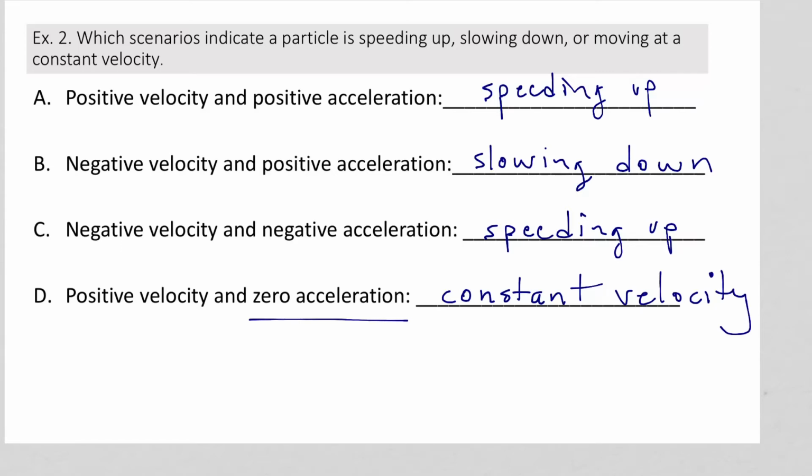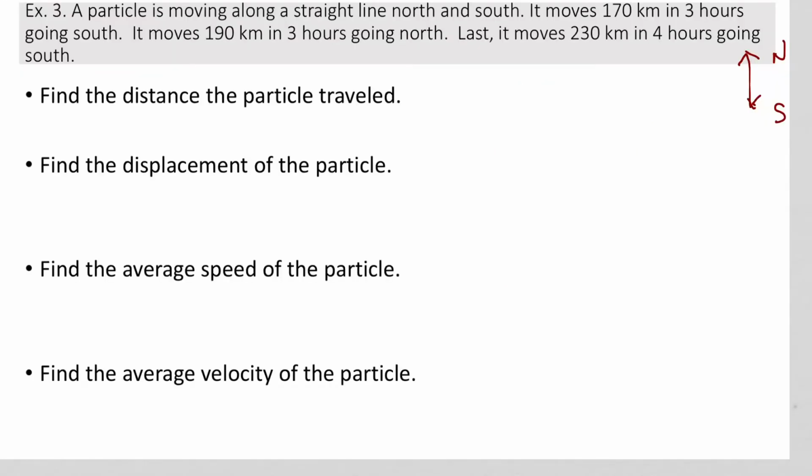Okay, so those are the scenarios indicated by the signs of your velocity and your acceleration. In example 3, we're told that a particle is moving along a straight line north and south. So our number line is vertical. It moves 170 kilometers in 3 hours going south, 190 kilometers in 3 hours going north, and last 230 kilometers in 4 hours going south.